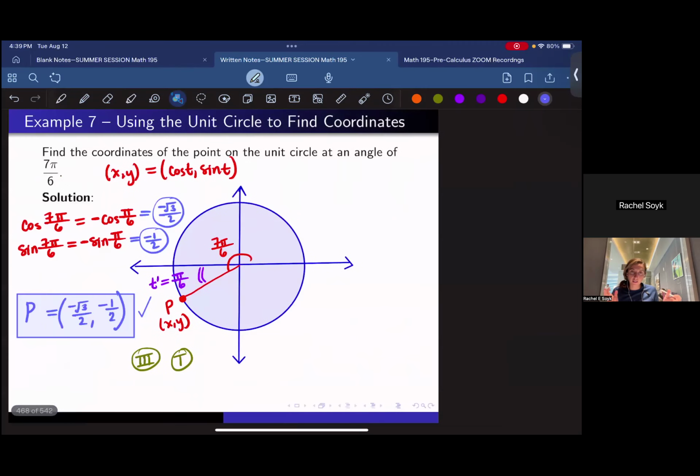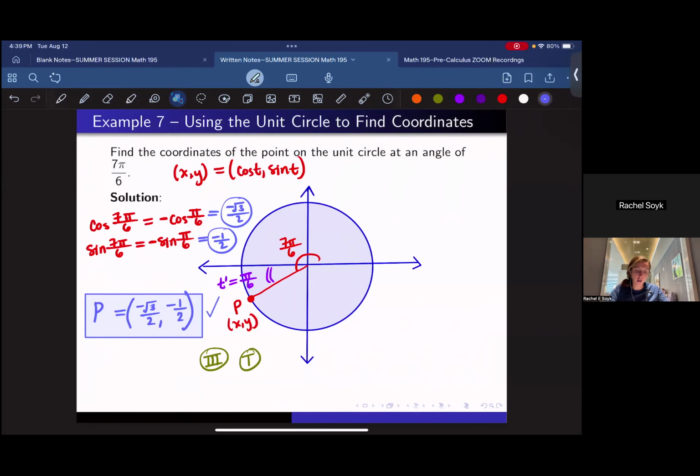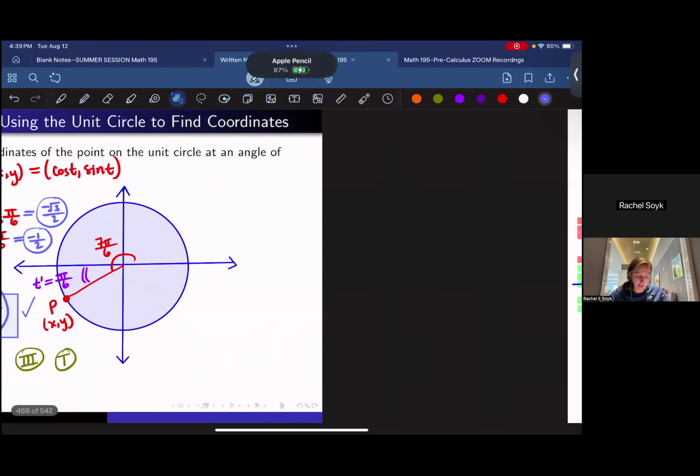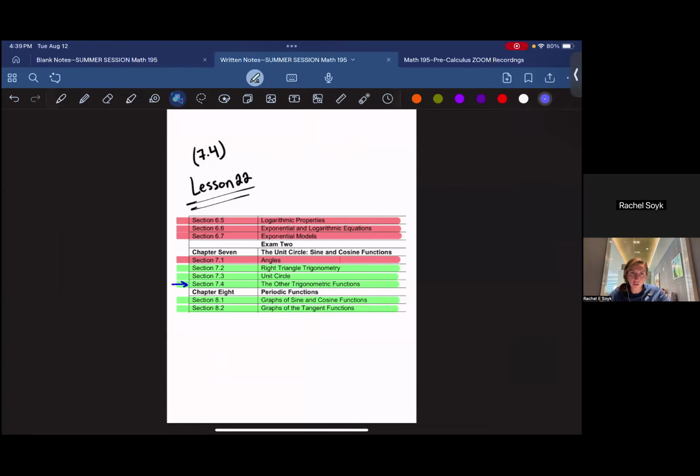This was our last example from our section 7.3 on unit circles. The next section will be 7.4, involving other trigonometric functions, specifically our cosecant, secant, and cotangent functions.